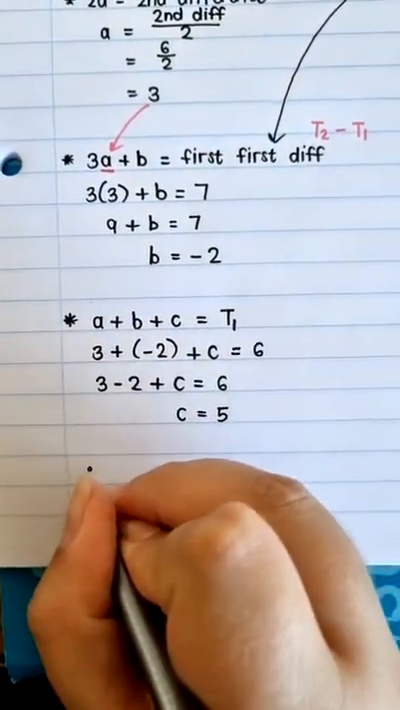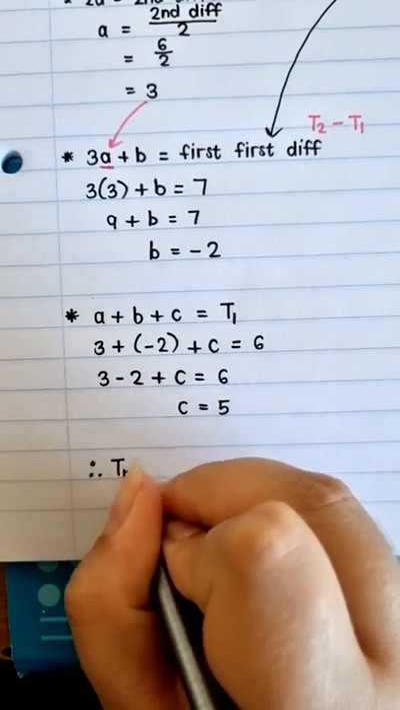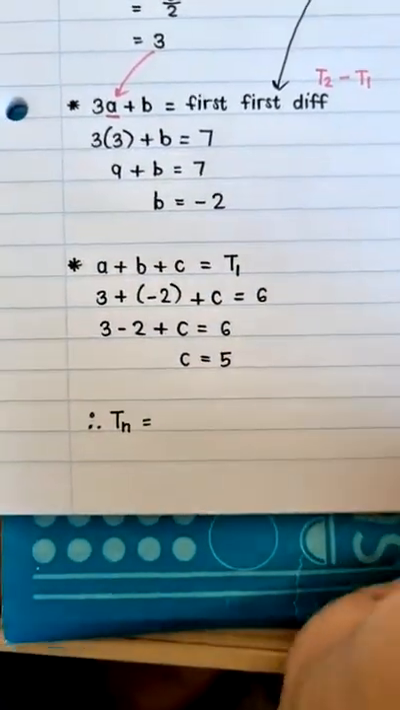What does that mean? This number pattern has a general formula, a general term, an nth term.